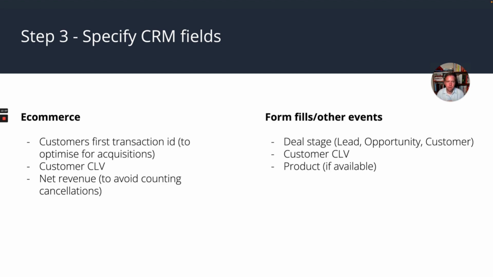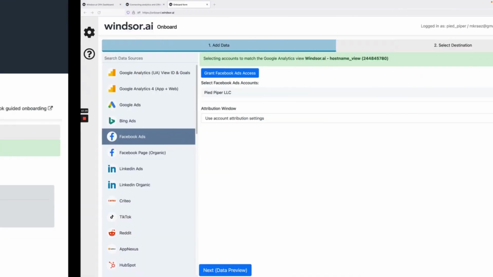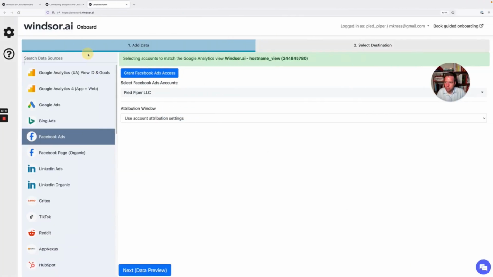Yeah. Form fields and other events. What we see most commonly joined in is the deal stage. Is it a lead, an opportunity, or a customer? Customer CLV, if that is available, and the product, if this is available. And the way you will go about setting this up, same thing. Here it's a bit more custom, I would say.